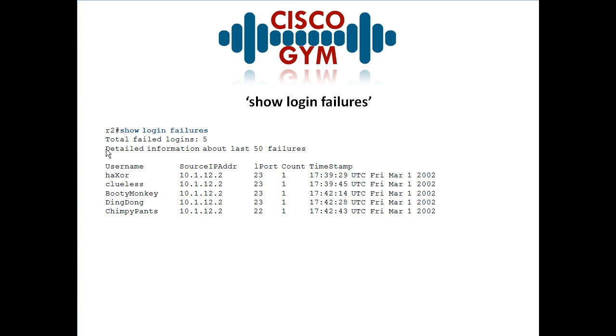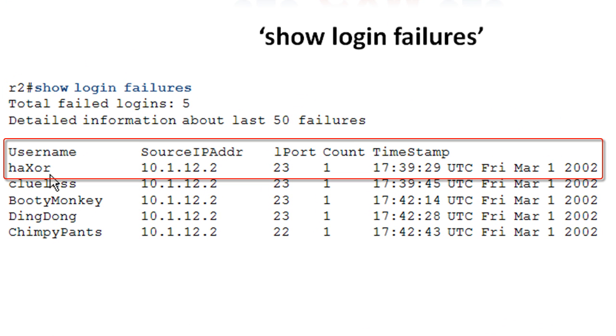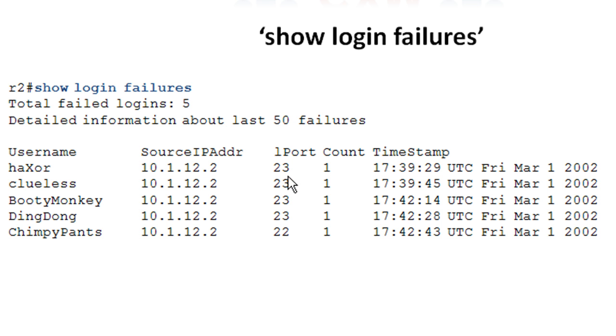This will show you, as it says, detailed information about the last 50 failures. It's pretty cool. It tells you who was trying to access, what username they used to access your router, what IP they were sourced from, what port. So you can see here they used Telnet, which is TCP port 23, and old Chimpy Pants down here tried to SSH in on port 22. And it'll also tell you when the login attempt occurred. Obviously I didn't have my clock set here when I was dinking around, but this command is golden.